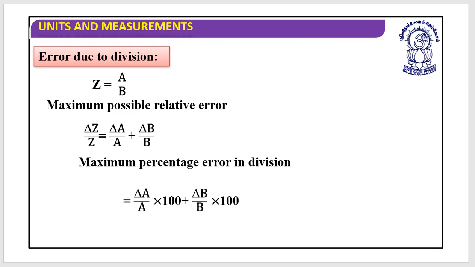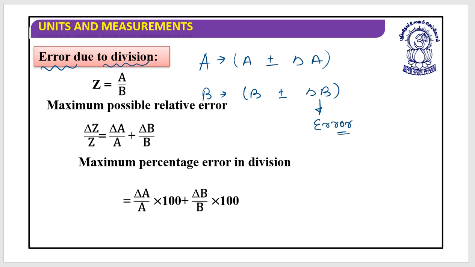Next, error due to division. First, we will understand the error due to division, and then we will switch to the numericals. Again, the same thing: I measure A, and I find it as A plus minus delta A. I measure B, and I find it as B plus minus delta B. Now tell me, what is delta B? Yes, delta B is the error and B is the true value. In the same way, delta A is the error associated with A, while A is the true value.